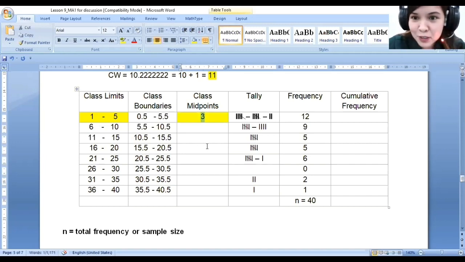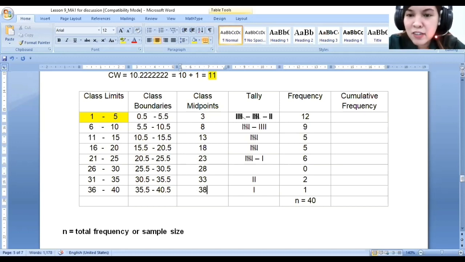3 minus 1, 2. So, ang gagawin nyo lang para mapadali ang buhay nyo, mag-plus 2 ka lang sa lahat ng nasa kaliwa ng lower limit. Itong lower limit, lahat na nasa left ng first column, plus 2. So, 6 plus 2, 8. 11 plus 2, 13. 16 plus 2, 18. 23, so 28. 33, 38. Tapos na. Ganun lang yung class midpoint.